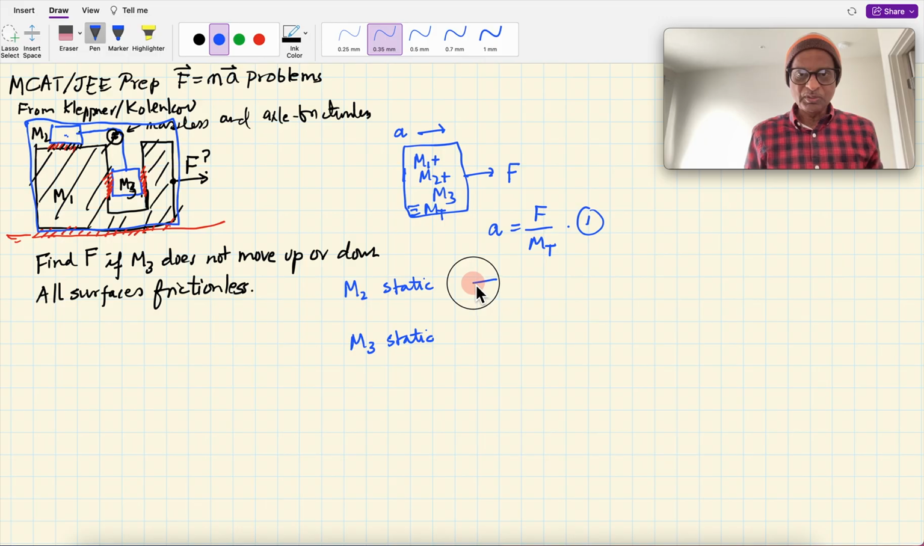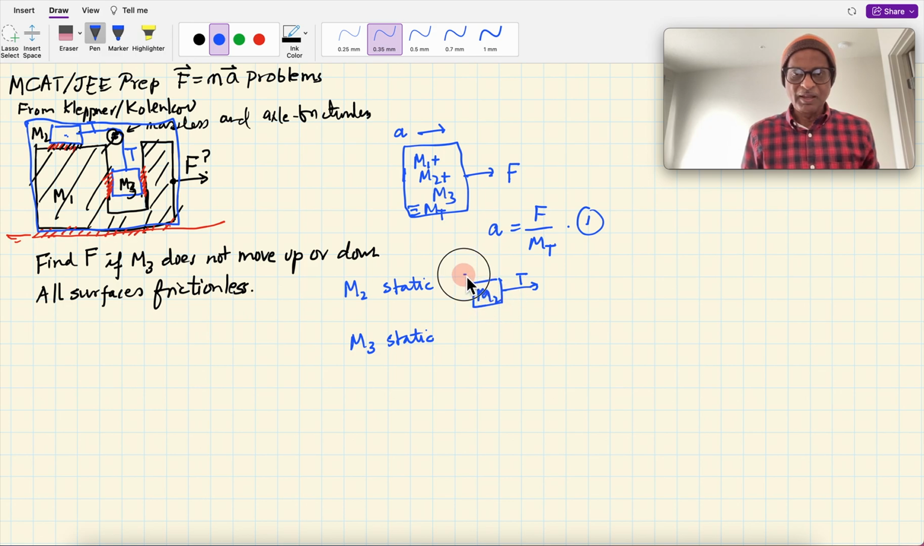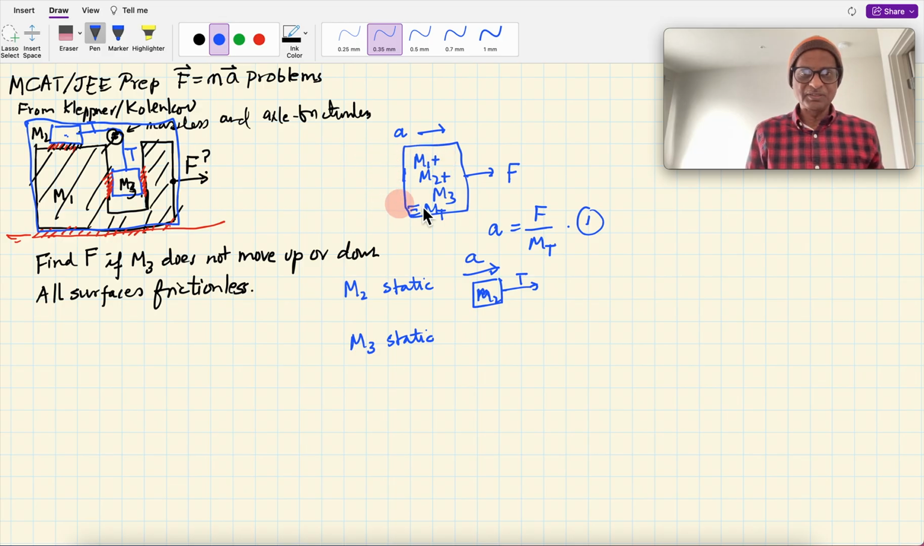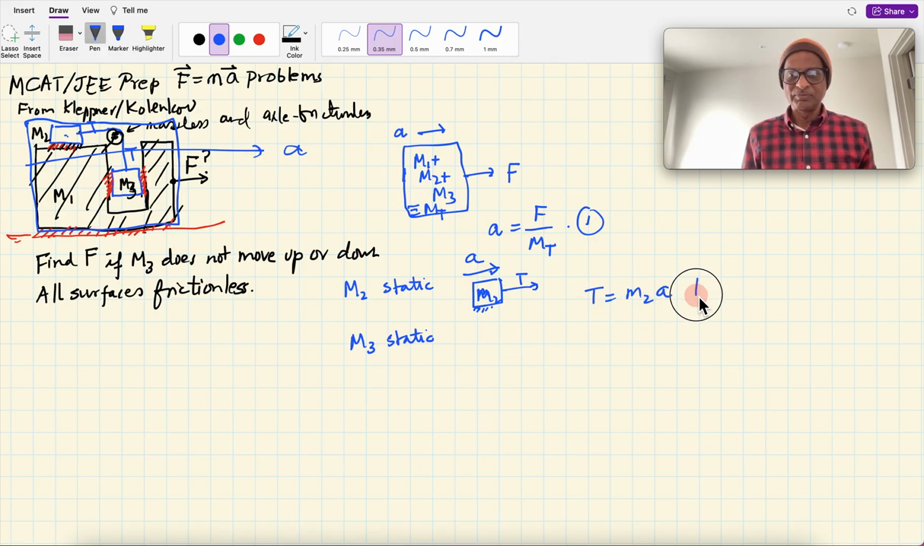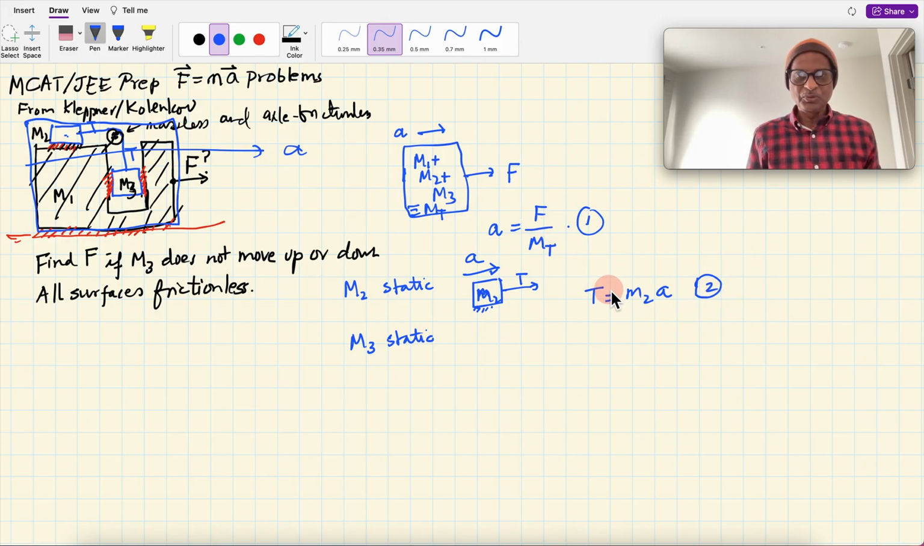So on M2 you have a tension. Now this is a massless frictionless pulley, so the tension here must be the same as here. So this is tension, and this is M2, and this must be going at acceleration A, because look at this, the entire thing, every piece must be moving with acceleration A. So M2 must be moving, otherwise it's going to slide, and there is no friction here, so that's the only force. So the tension is M2A. Let's call the total M total A.